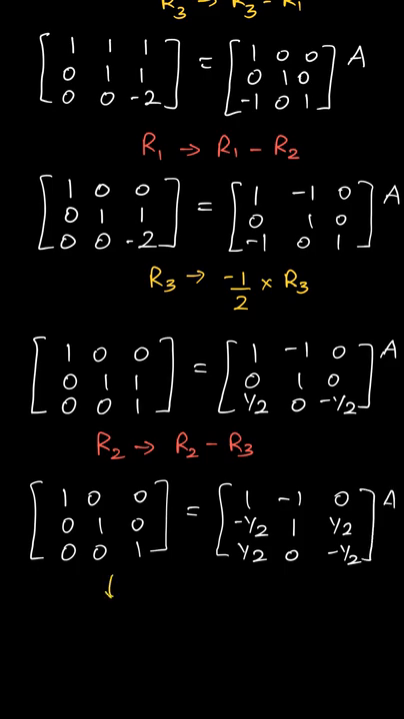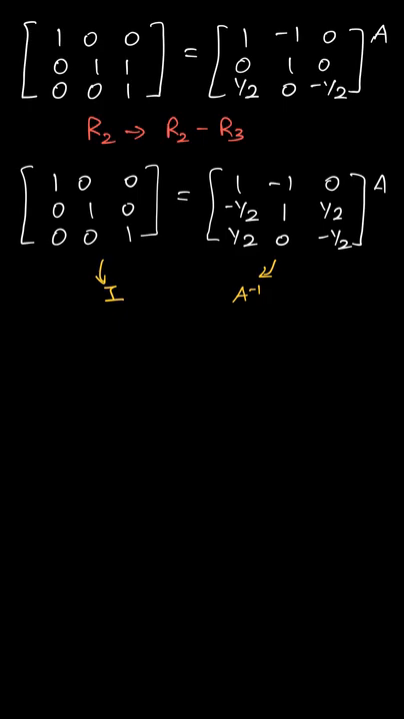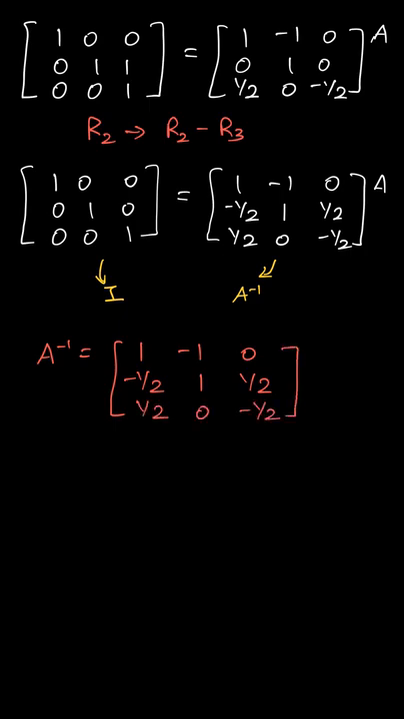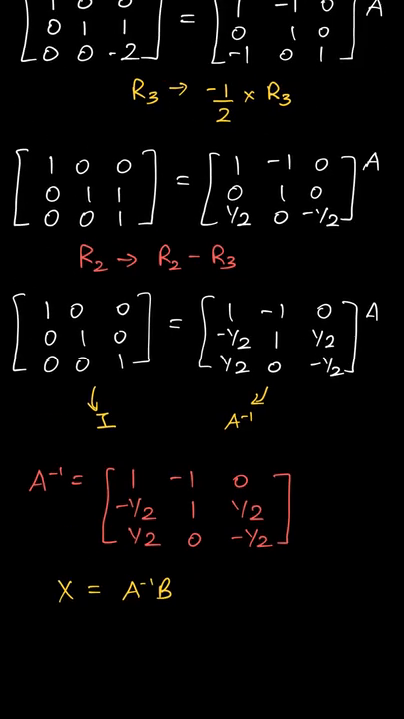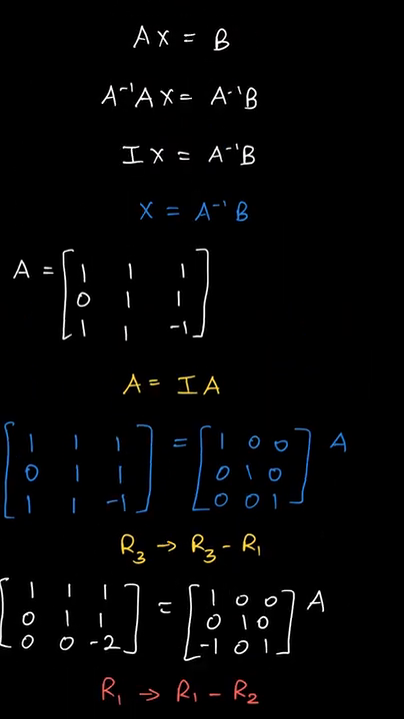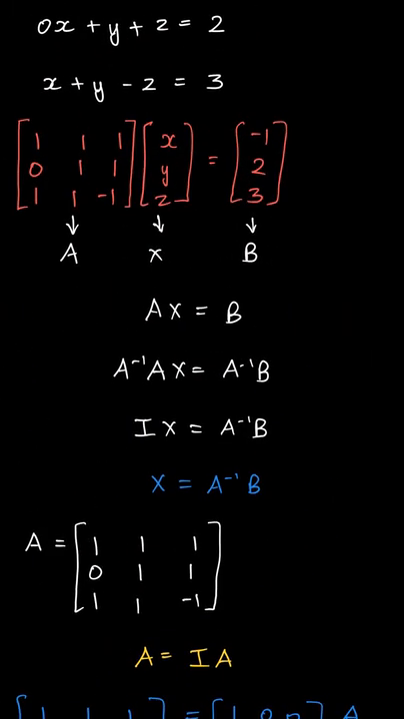So here this becomes the identity matrix, and we know that A multiplied by A inverse, or A inverse multiplied by A, is the identity matrix. Therefore, we have the value of A inverse, and that is 1, minus 1, 0, minus 1 by 2, 1, 1 by 2, then 1 by 2, 0, and minus 1 by 2. Now to find the value of X, we know that X is equal to A inverse B. So for that the matrix B is minus 1, 2, 3.